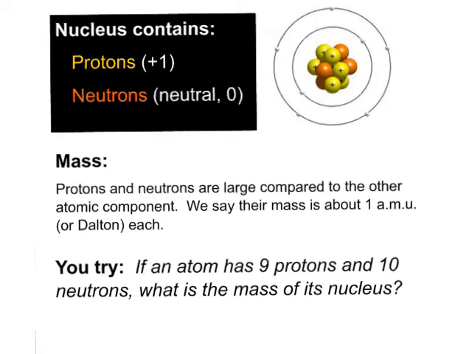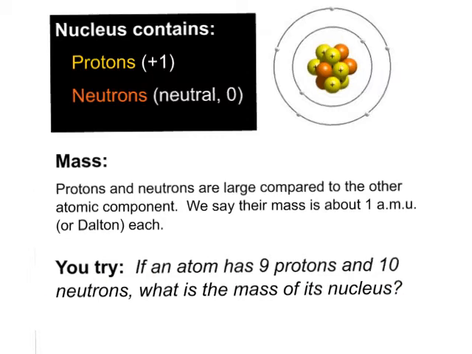Mass is very important to understand as well. Protons and neutrons are large compared to the other atomic component that we'll talk about in a minute, the electron. So we say the relative mass is about 1 atomic mass unit, or AMU. Also, you may hear the word Dalton. That's equivalent to an atomic mass unit. So each of them is worth 1 atomic mass unit. Each proton is worth 1, and each neutron is worth 1.